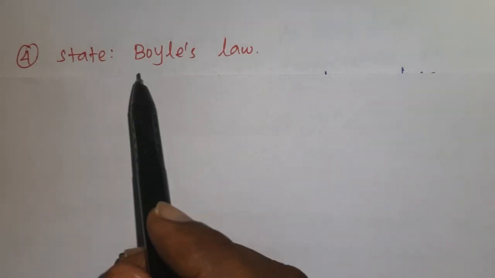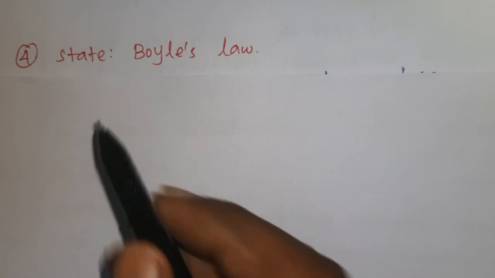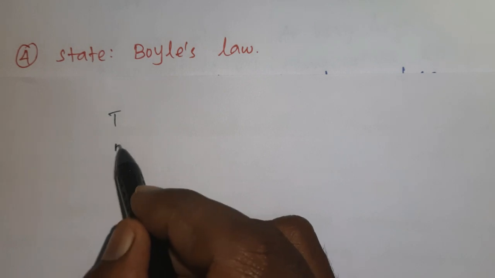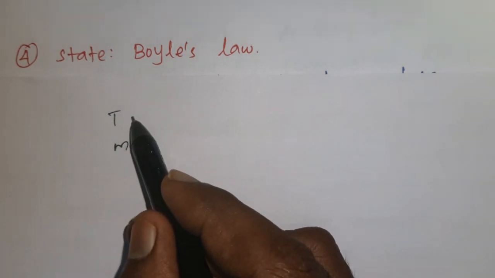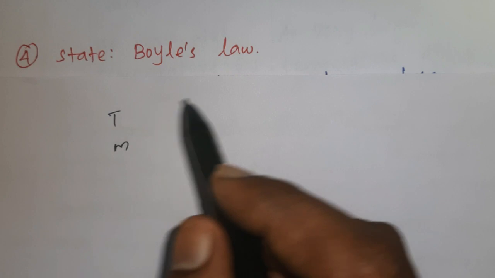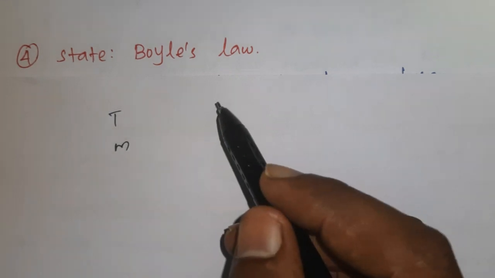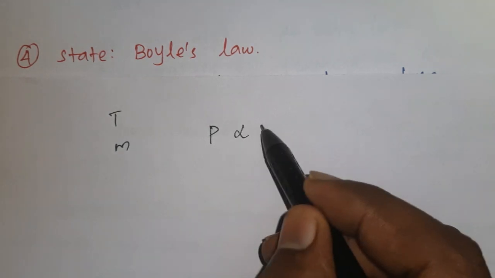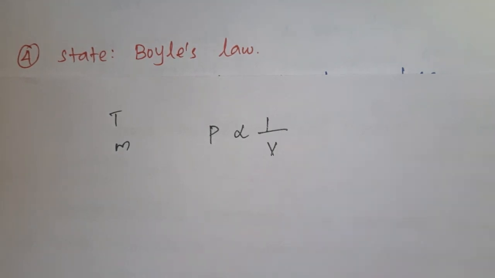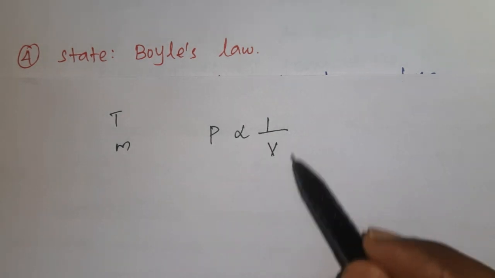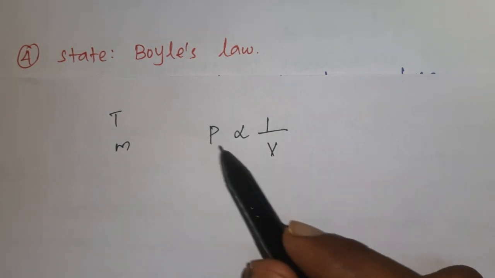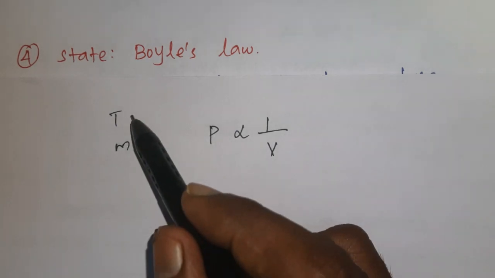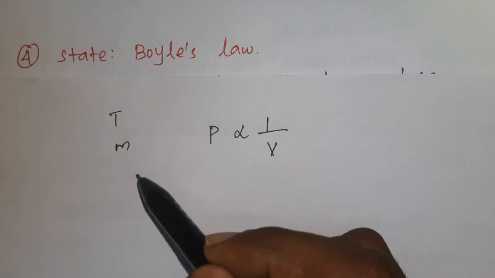Question number 4. State Boyle's law. When the temperature of the gas is constant and the mass is constant, for the given mass of the gas, the pressure of the gas is inversely proportional to the volume of the gas. P is the pressure, V is the volume. So both are inversely proportional to each other. Under what condition? When temperature and mass are constant.